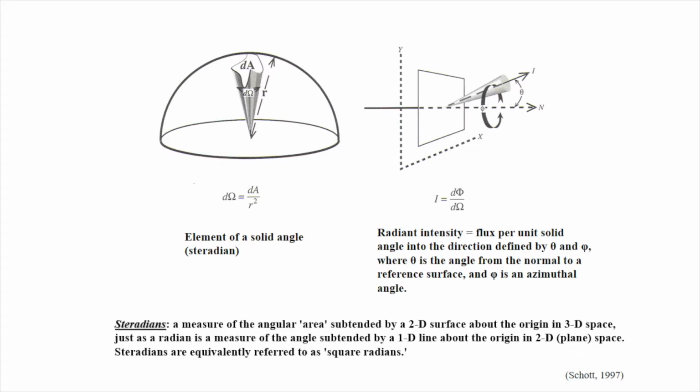This particular slide and the next couple of slides just give a little bit more detailed information as to what a steradian is. I'm not going to spend a lot of time talking about these slides. If you'd like, and if you're so interested, you can pause this in the next couple of slides and read about steradians in a little bit more detail. In general, though, we can say that a steradian is an element of a solid angle, and steradians are a measure of the angular area subtended by a two-dimensional surface about the origin in three-dimensional space.